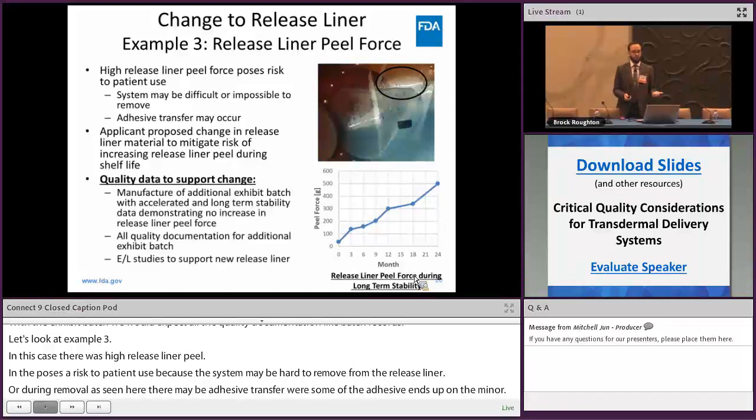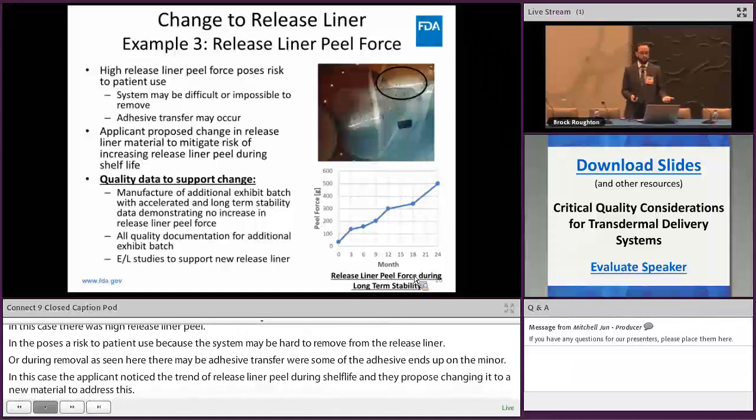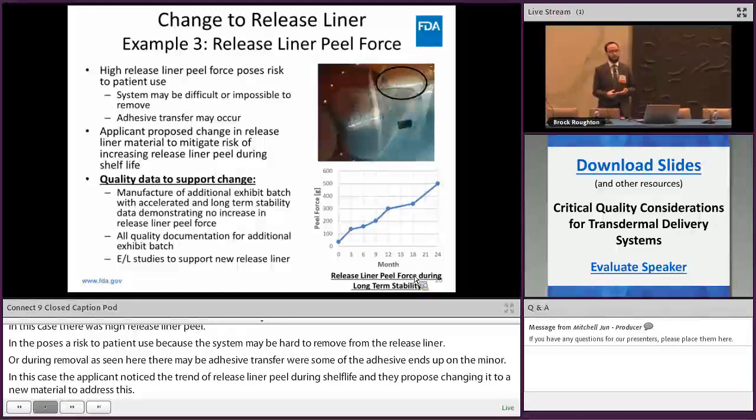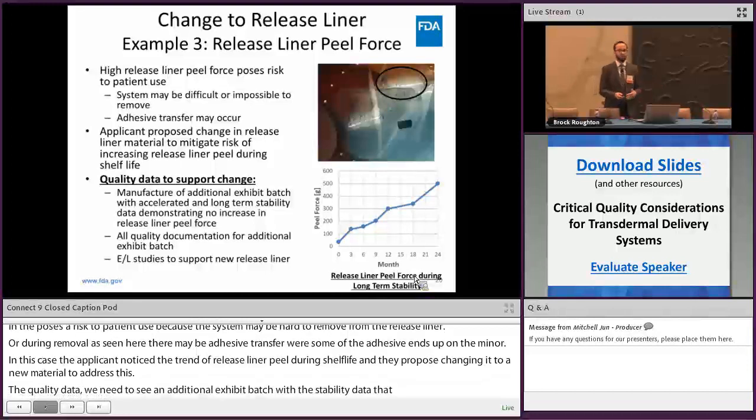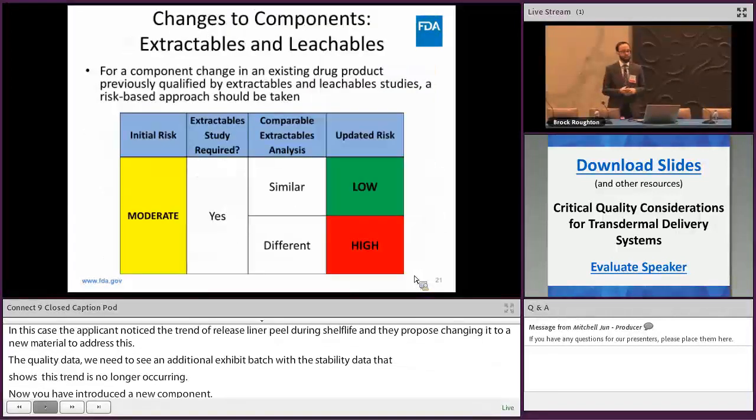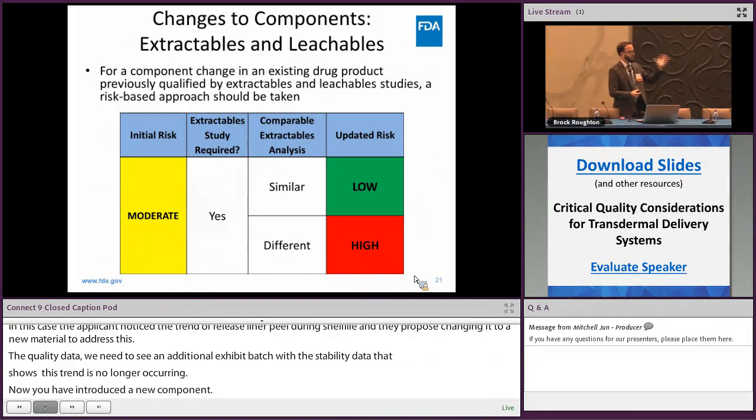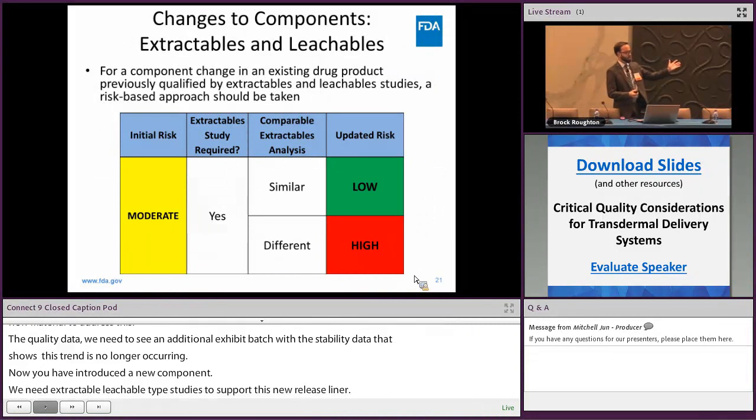So the quality data, again, we need to see an additional exhibit batch with the stability data that shows this sort of trend is no longer occurring. But now you've introduced a new component, so we do need extractable, leachable type studies to support this new release liner. And that brings us to sort of a general concept here, which is anytime, let's say you have a product, you've qualified all the components with extractable, leachable studies, but then you need to change a component.